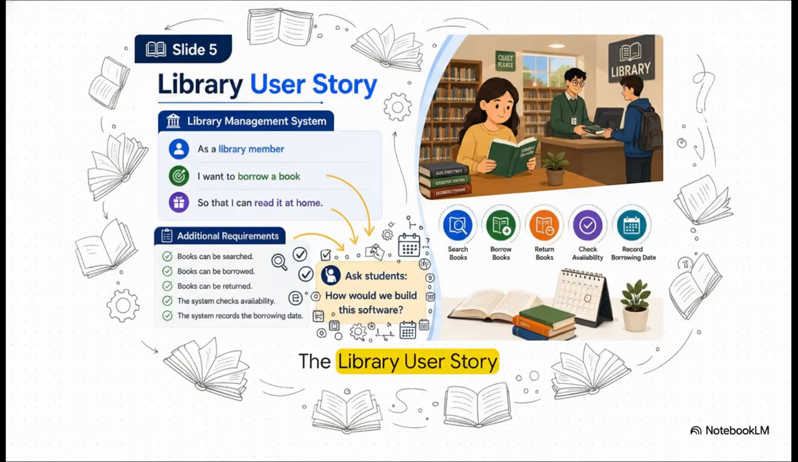Let's look at a concrete example to guide us through this. Imagine we're building a library management system. A classic user story for this would be something like, as a library member, I want to borrow a book so that I can read it at home. That's our little micro-narrative. It's just an everyday sentence. But how on earth do we take that simple sentence and turn it into a complex digital system?